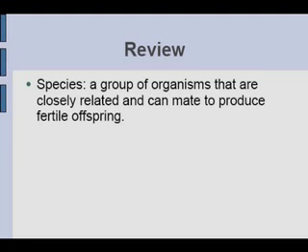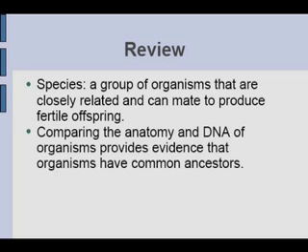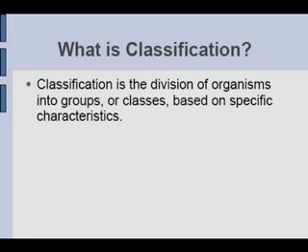First, let's review. A species is a group of organisms that are closely related and can mate to produce fertile offspring. Second, comparing the anatomy and DNA of organisms provides evidence that organisms have common ancestors. So what is classification?